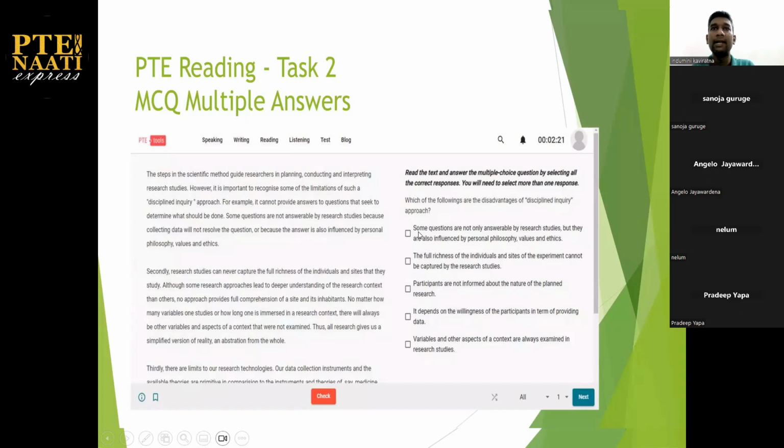එතන තියෙනවාද බලනවා මෙන්න මේ තියෙන options correctly තියෙනවාද කියලා. Some questions are not only answerable by research studies, but they are also influenced by personal philosophy values. Some questions are not answerable by research studies because collecting data will not resolve the question. අපිට බලන්න තියෙන්නේ මෙන්න මේකම මෙතන තියෙනවාද කියලා, එහෙනම් correct.